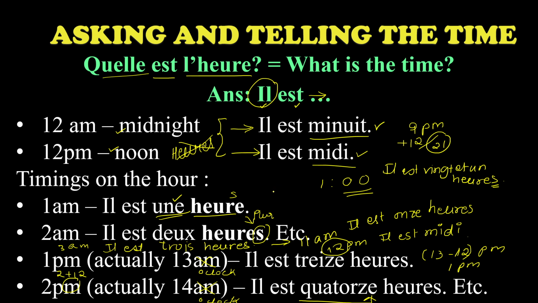Remember the moment you cross 12, that is midday, noon, you have to keep adding 12 to the 12 o'clock. So 1 p.m. becomes 1 plus 12, 13. Say you want to talk about 4 p.m. becomes 4 plus 12, 16, and so on. So this is how you do timings on the hour.